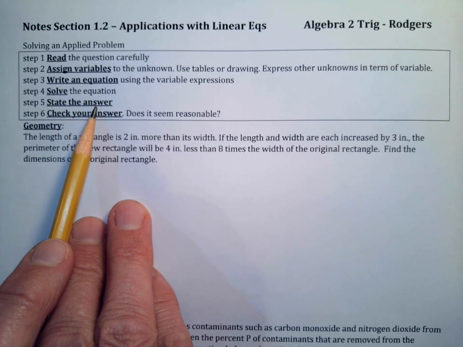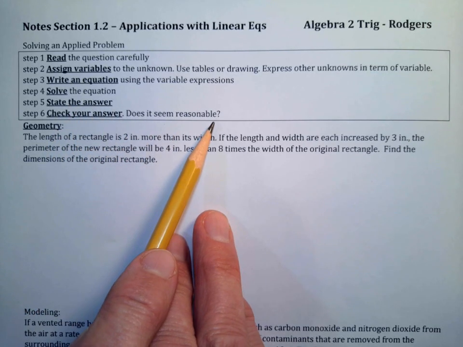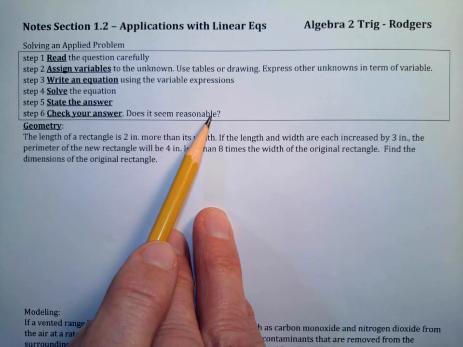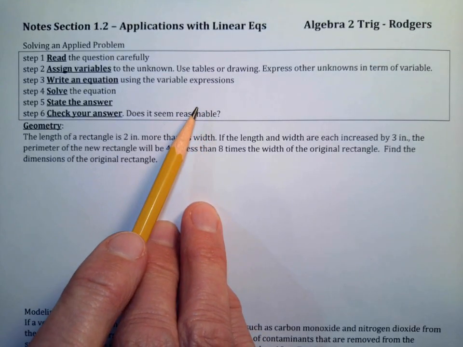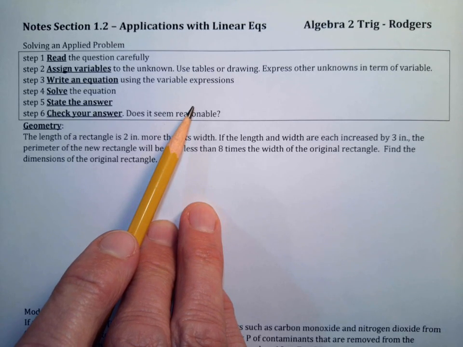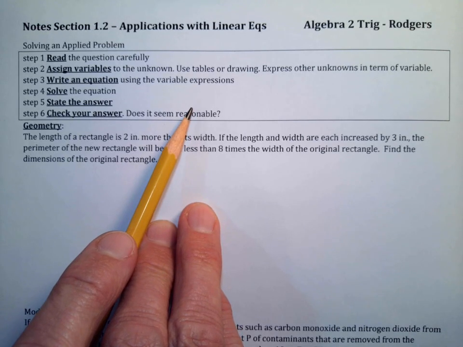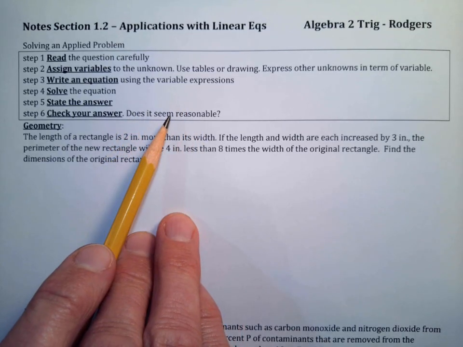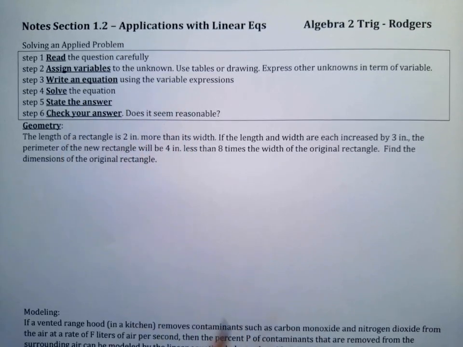And then also ask yourself, does this sound reasonable? If you're asked how much interest you get when you put $10 in the bank for a couple of years and you get $3 million, that's not a reasonable answer. So does the answer seem reasonable? And you can check your answer sometimes too.